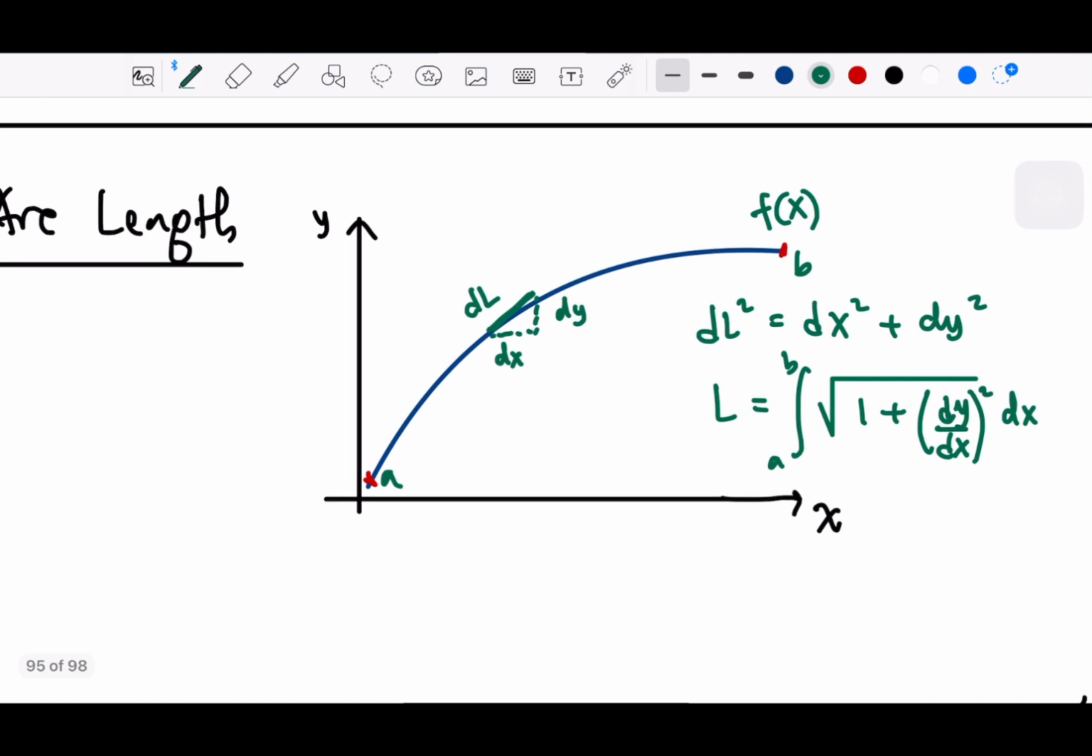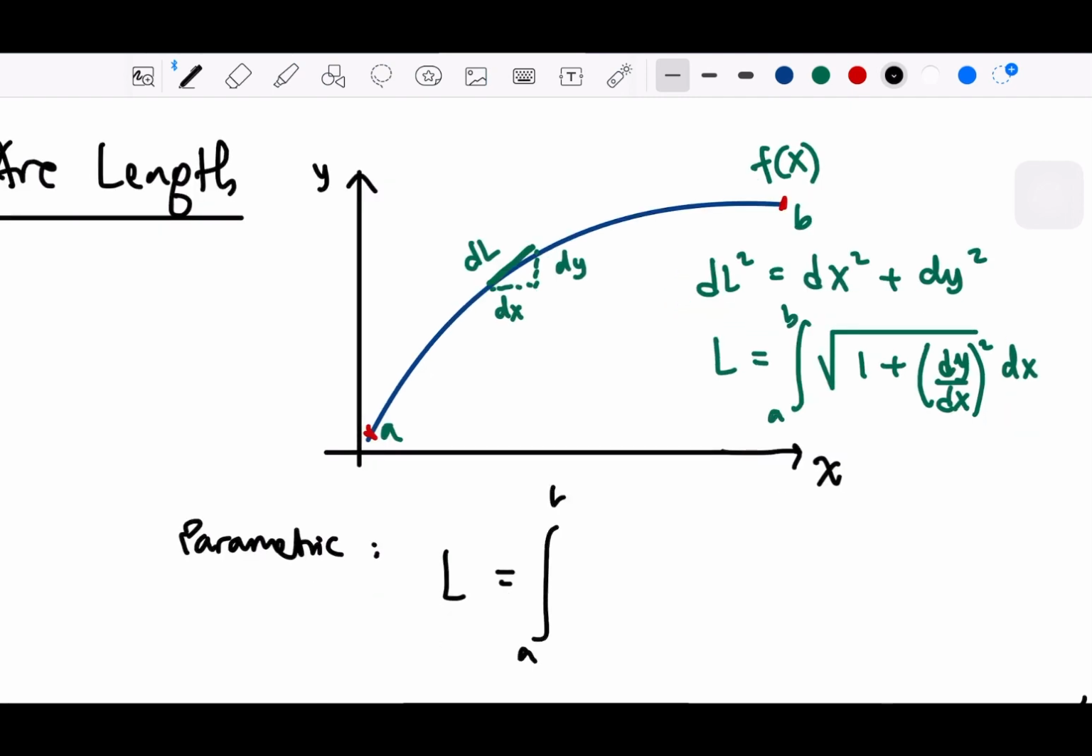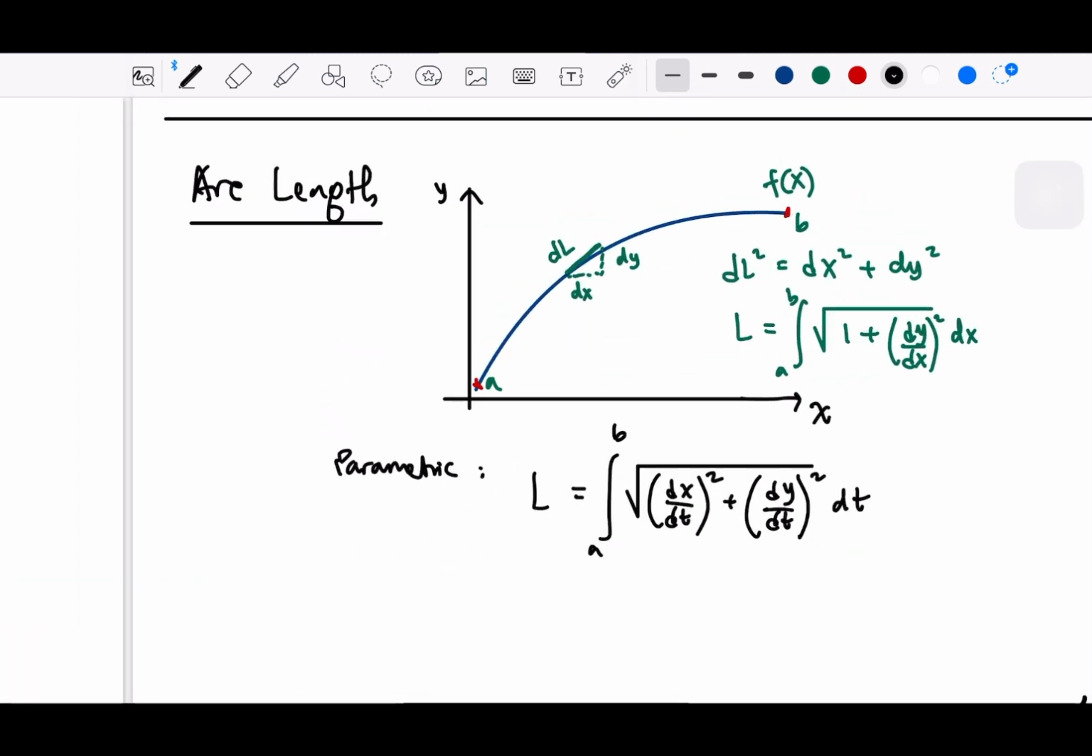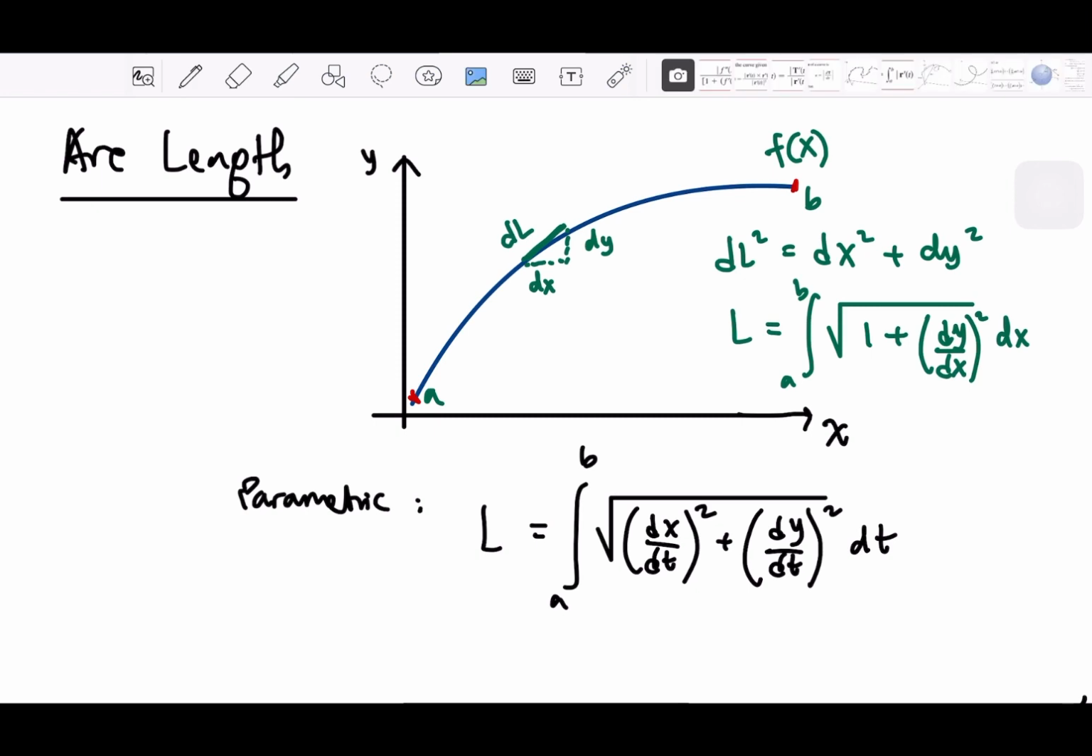And then in chapter 10, we also have the parametric case. If x is a function of t, and y is also a function of t, then we can have L from A to B, with each of them derived with respect to t, right? Okay. Now measuring with the same method.